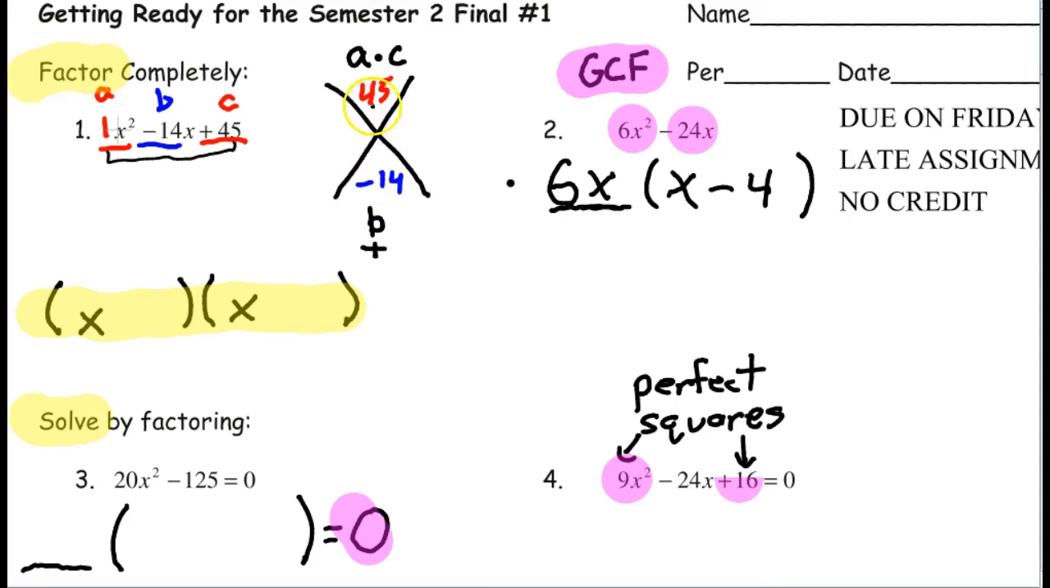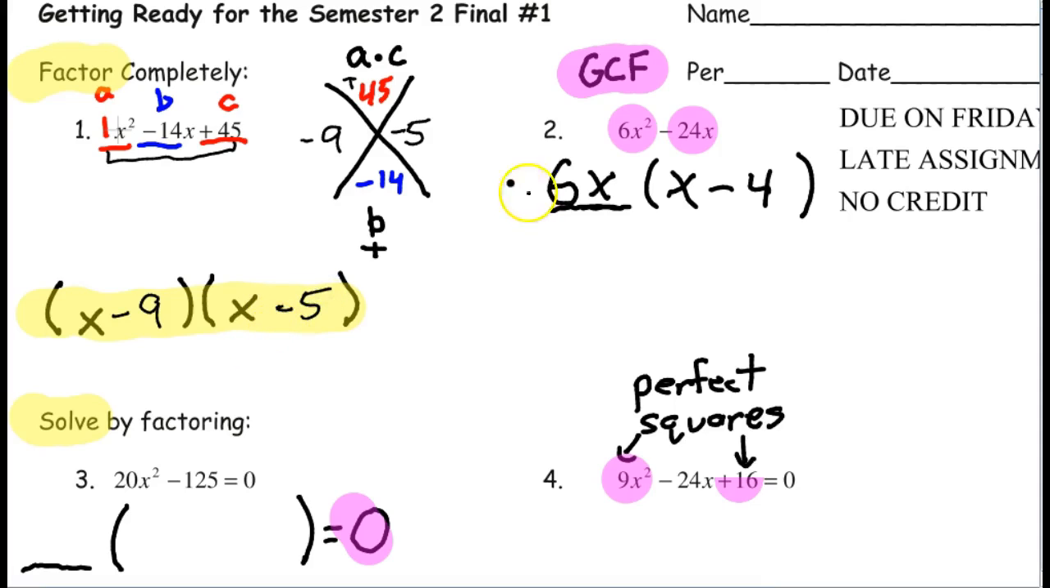So the two numbers that multiply to 45 and add to negative 14 are, see, you can try different combinations, but I think it's going to be 9 and 5. Those multiply to 45, but to add to negative 14, they both have to be negative, because they still multiply to positive 45, and now they add here to negative 14. So my factors are x minus 9 and x minus 5.